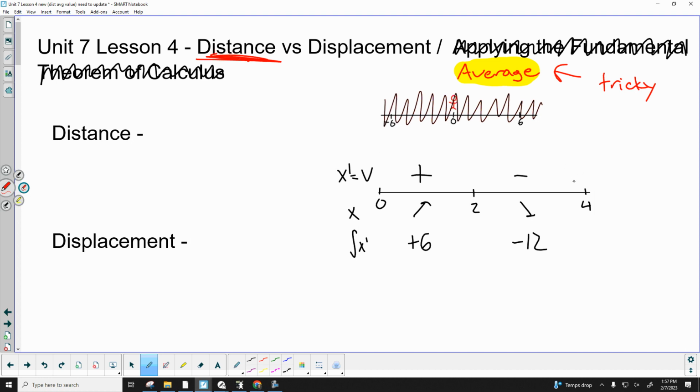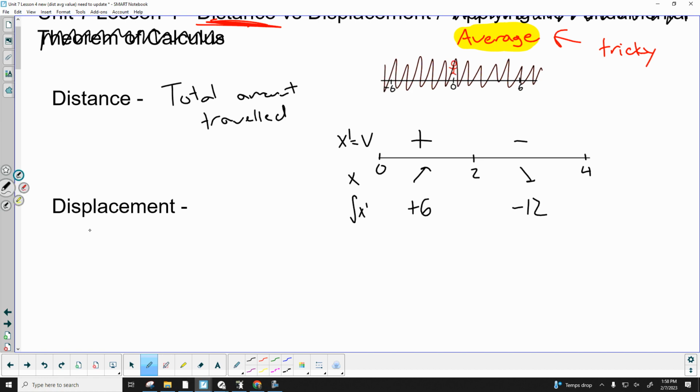If this was a sign analysis of my velocity over 0 to 4 seconds, and these are my displacements, you can tell me the distance traveled and the overall displacement from 0 to 4. Distance is like total amount traveled. We're not going to define it using notation yet. Displacement is literally your change in position, your velocities times your times, which is equivalent to an ending position minus an initial position.